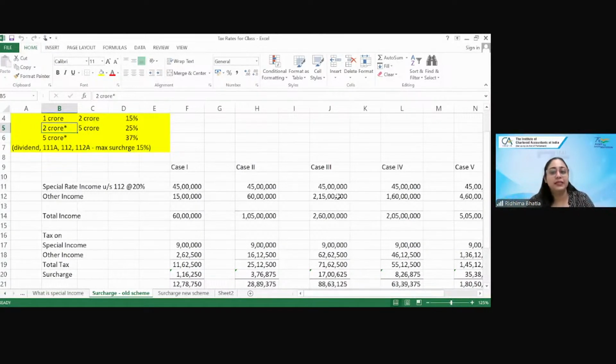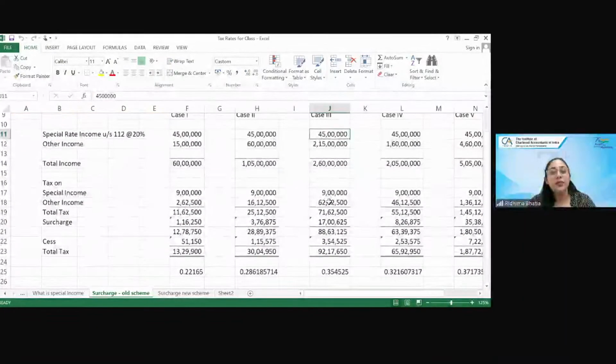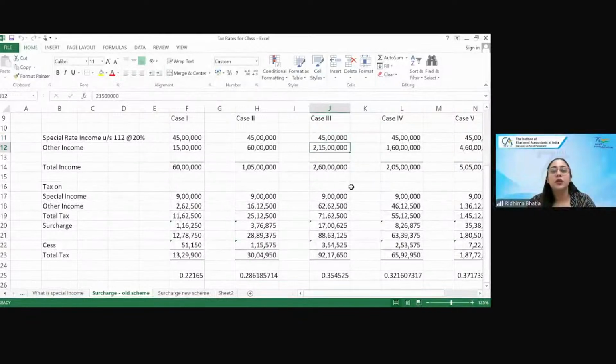Now let me give you an example. In this case, 45 lakhs is my special rate income. On your screen, please. And other income is 2 crore 15 lakhs. Total income is crossing 2 crore, 2 crore 60 lakhs, right? Now on 2 crore 60 lakhs, let's calculate the tax first, similarly 20% on 45 lakhs. On 2 crore 15 lakhs, slab rates, that comes to 62 lakh 62,500. You want to check if this much tax comes on 2 crore 15 lakhs? Check it quickly.